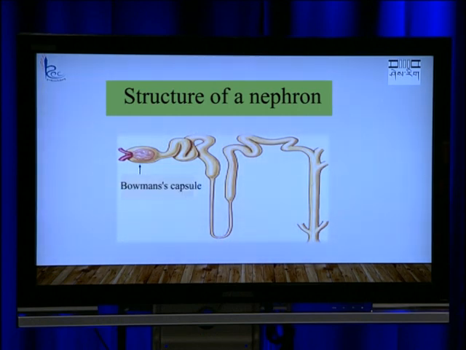The first part of the nephron is a cup-shaped structure called the Bowman's capsule. This Bowman's capsule holds a network of capillaries called the glomerulus. The glomerulus is formed by the blood vessel which enters the Bowman's capsule carrying blood with waste, and inside the capsule it divides into a number of capillaries, which is called the glomerulus. Again, the glomerulus combines to form one blood vessel which goes out of the Bowman's capsule, and that is called the efferent arteriole.